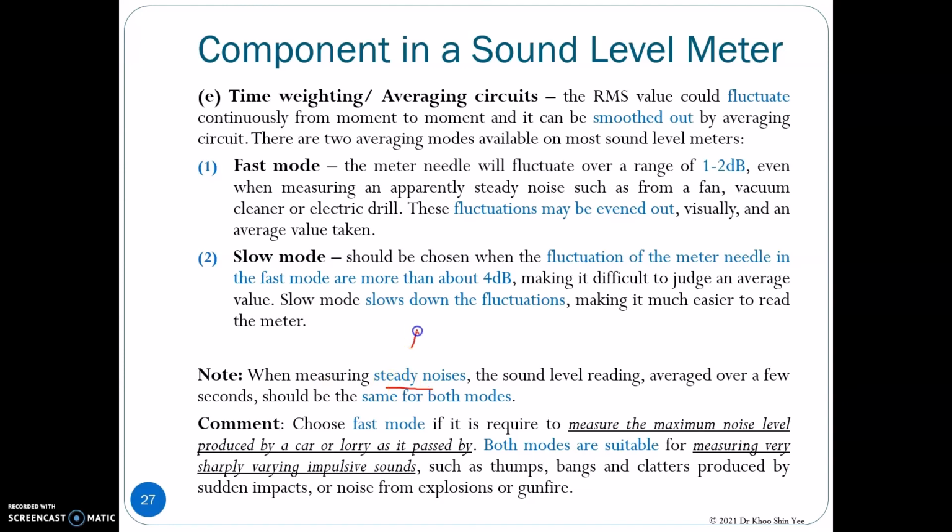When you are measuring steady noise, where the fluctuation is small, if you choose either the fast mode with a small time constant or the slow mode with a large time constant, both modes will measure the same RMS value. If you want to measure the maximum noise level produced by a car or lorry as it passes by, since the event lasts for a very short time, you need to use the fast mode. If you want to measure a very sharp and varying impulsive sound, we can use both modes.